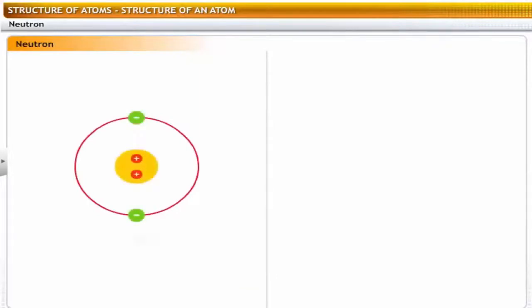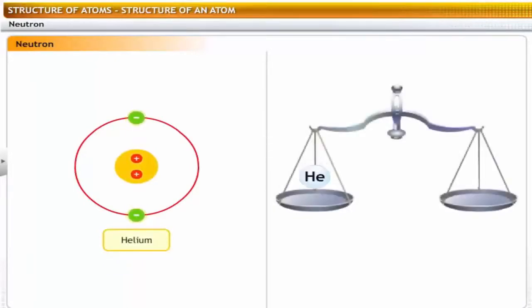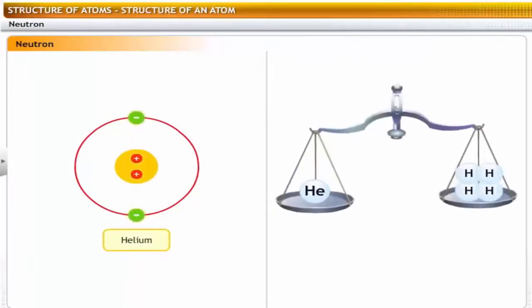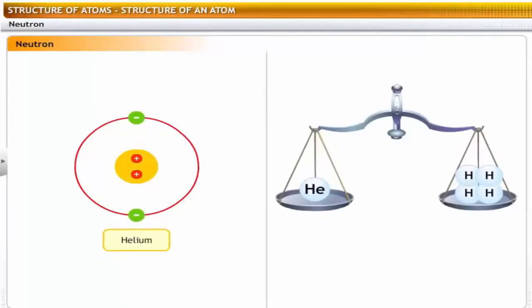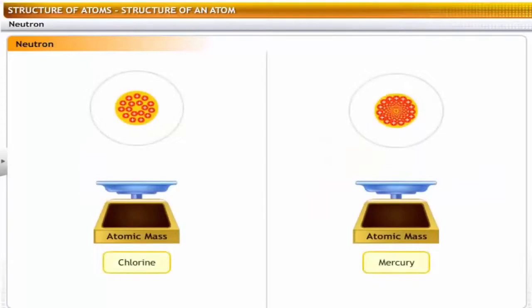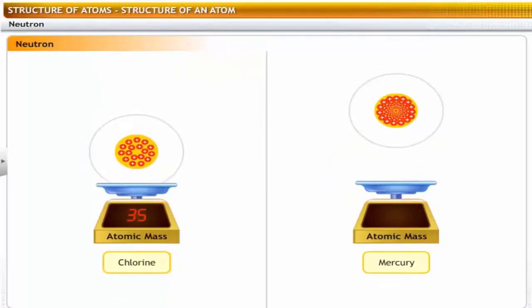Let's examine the element helium. It was found that helium has 2 protons and 2 electrons. However, its mass was found to be 4 times that of hydrogen. Similarly, the weights of some other elements were also found to be double or more than double the weight. For example, the number of protons in chlorine is 17, but its mass was found to be 35. Similarly, the number of protons in mercury is 80, but its mass was found to be 200.